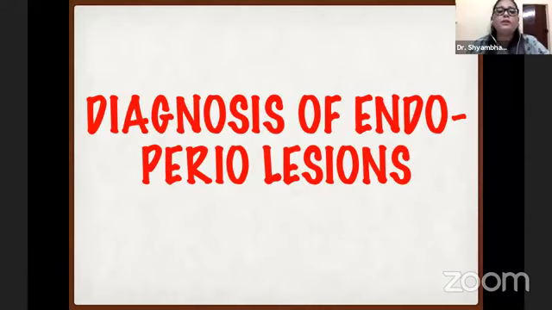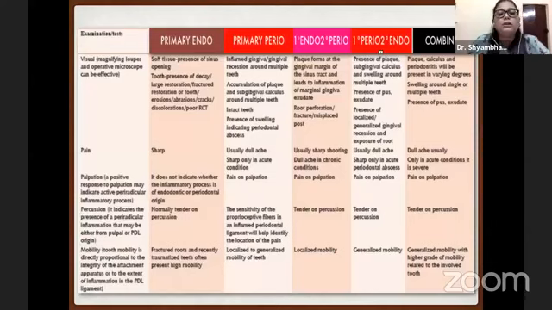Now coming over to the diagnosis of endoperio lesions. This is the most important component of endoperio lesions, because it is the most challenging part. Treatment, we all know, is either endodontic therapy followed by periodontal therapy, which can again be surgical or non-surgical depending upon the symptoms. But the diagnosis is what forms the most important criteria for understanding endoperio lesions. To understand this, there is a small table that has been proposed.